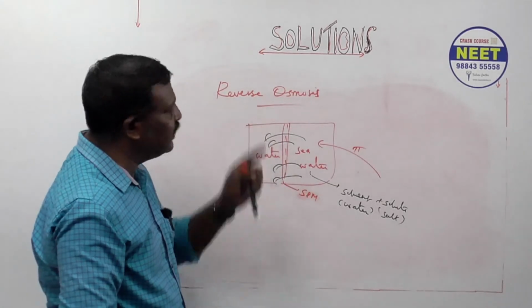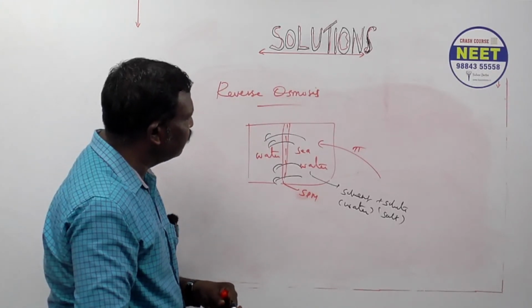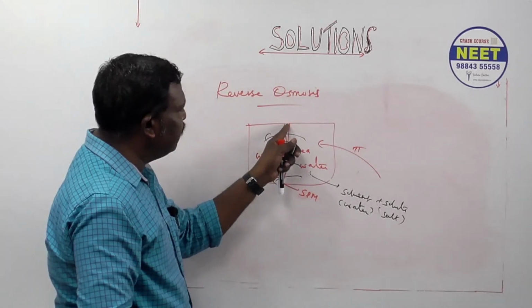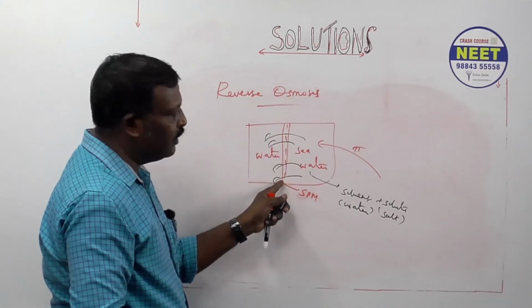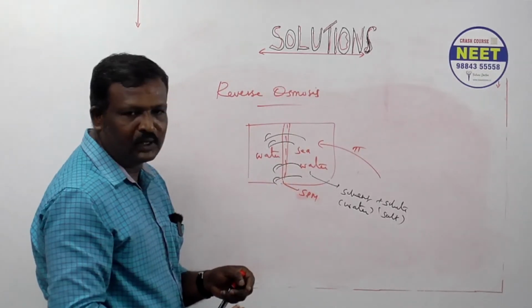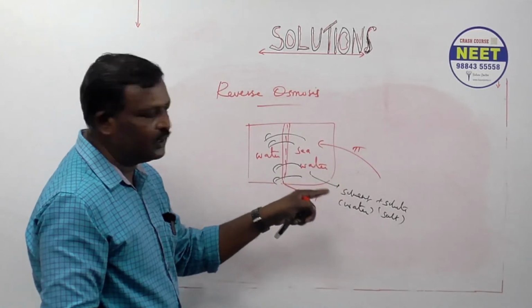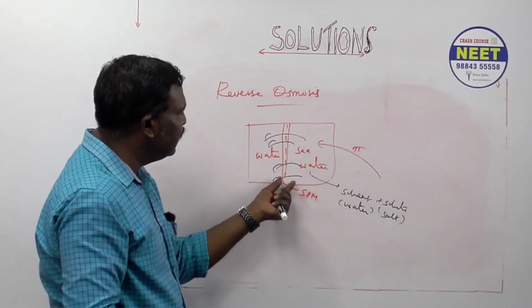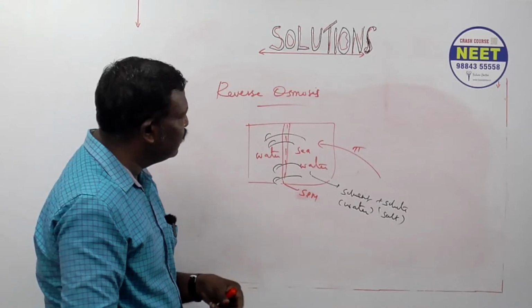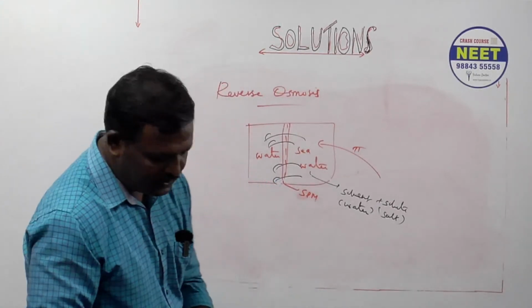That's why it's called what? Reverse osmosis. Understood? So this membrane should be very thick. Normally it is not a normal membrane we can take, because now we are giving more pressure than the osmotic pressure. Then only it should be very thick, and then only we can do the process. Understood? That's called reverse osmosis. This is all you know.